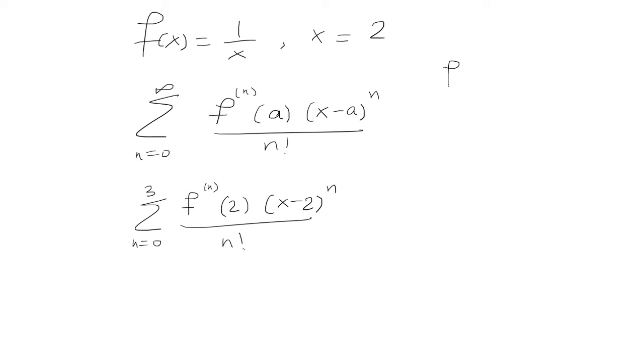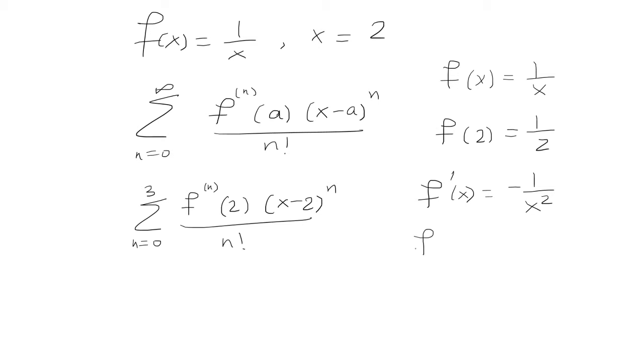Okay, so for this, we're going to be looking at taking 3 derivatives. So f of x is 1 over x. That means that f of 2 is 1/2. F prime of x is negative 1 over x squared. So f prime of 2 is negative 1/4. The second derivative now is 2 over x cubed. And when I plug in x equals 2, I get 1/4.